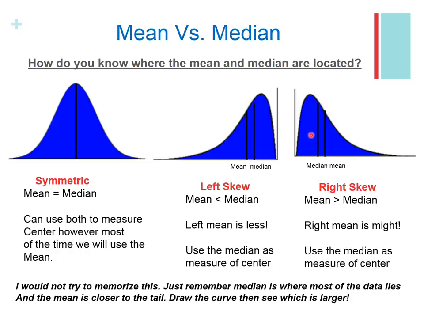Honestly, what I would do is remember that the median is where most of the data lies, and the mean is closer to the tail. So draw your curve, put your median where most of the data is, and then put your mean a little bit closer towards the tail, because you know your mean is going to be pulled in that direction. Look at your graph and then decide, oh, it's easy to see. The mean is less than the median. The mean is greater than the median.